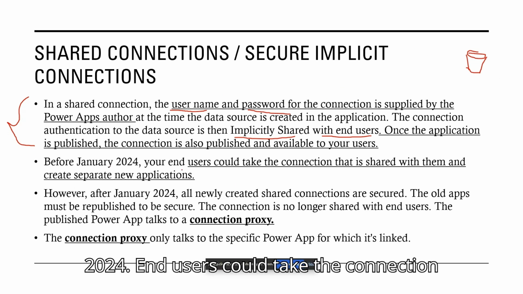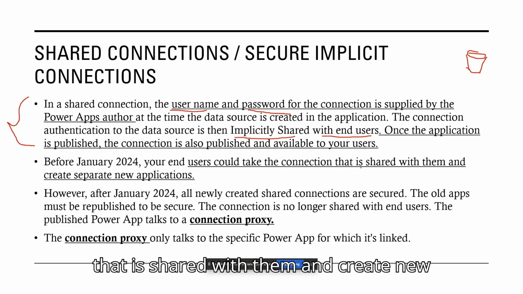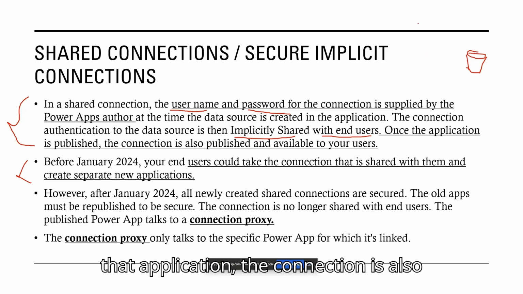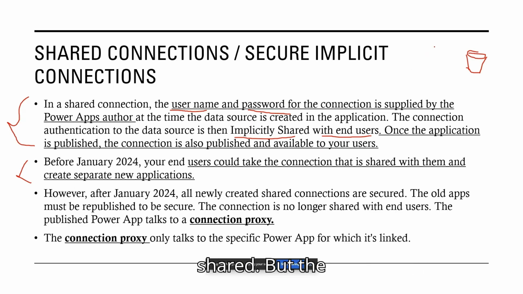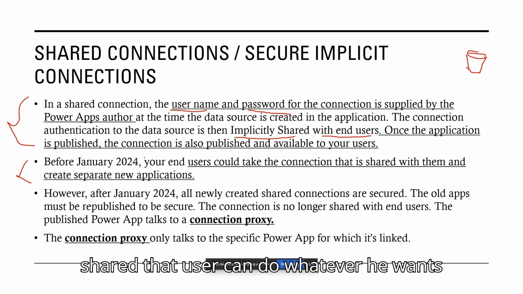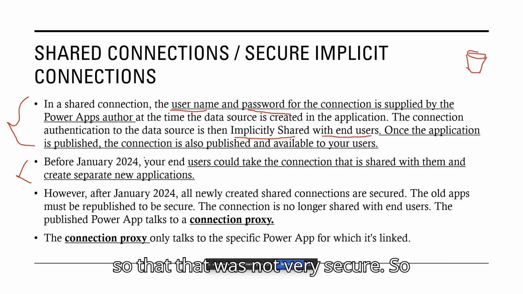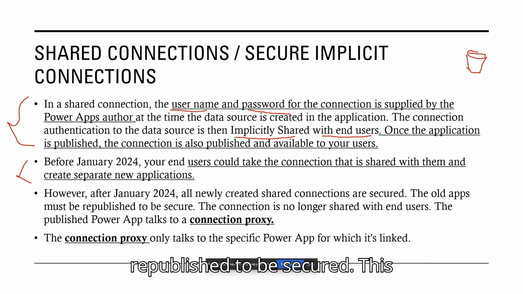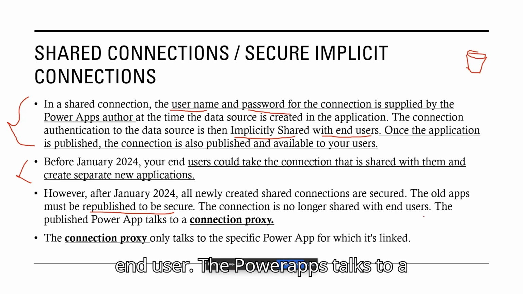Before January 2024, end users could take the connection that is shared with them and create a new application. So when you used to share that application, the connection is also shared, but the problem is, once the connection is shared, that user can do whatever he wants. So that was not very secure. So after January 2024, all new shared connections are secured. Old apps must be republished to be secured. This connection is no longer shared with the end user.